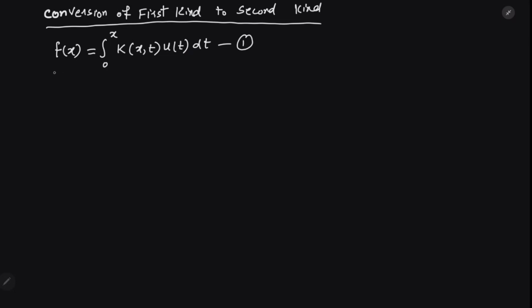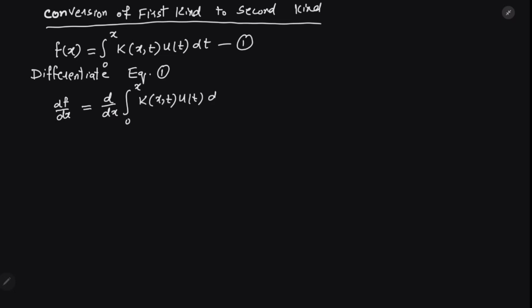We differentiate equation 1. So we apply the Leibniz rule. We have df by dx, and on the right hand side d by dx of the integral from 0 to x of k(x,t) u of t dt. We will apply the Leibniz rule now.